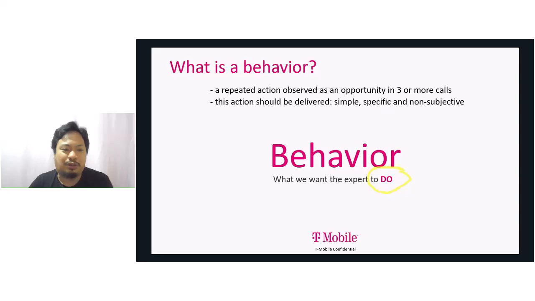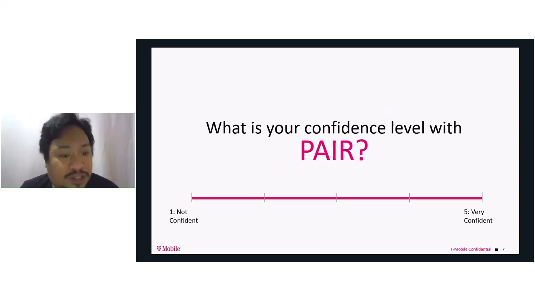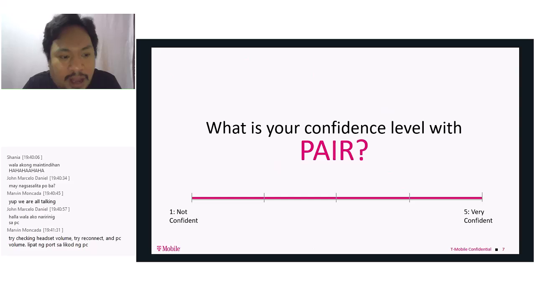Question on the screen. Put your answer on the chat box or on the screen. How confident are you? You can put 1. Don't be ashamed. You can put 0 or negative 1. Or you can put 6 if you want. Or you can put 7, 8, 9, 10. Or you can put class S. Class SS. Or S4. Or Ultra Instinct if you want. There. It's up to you. So, where's your confidence level? By the way, can you see my screen?